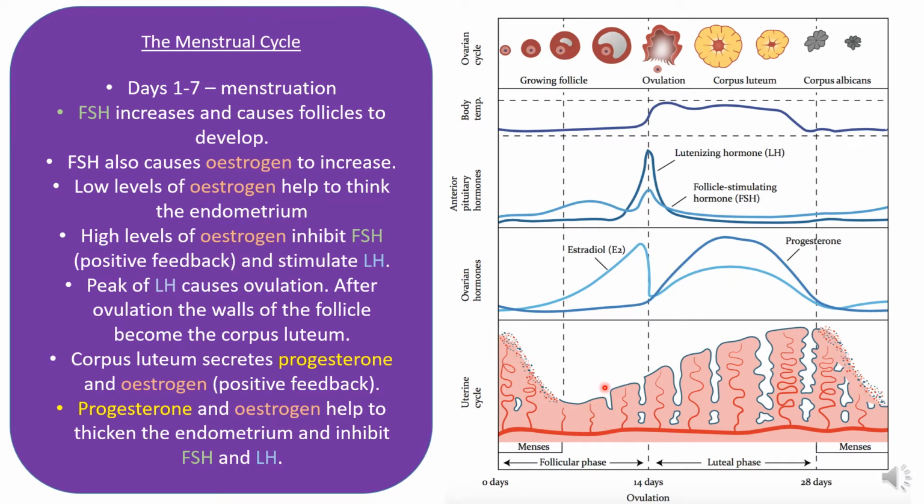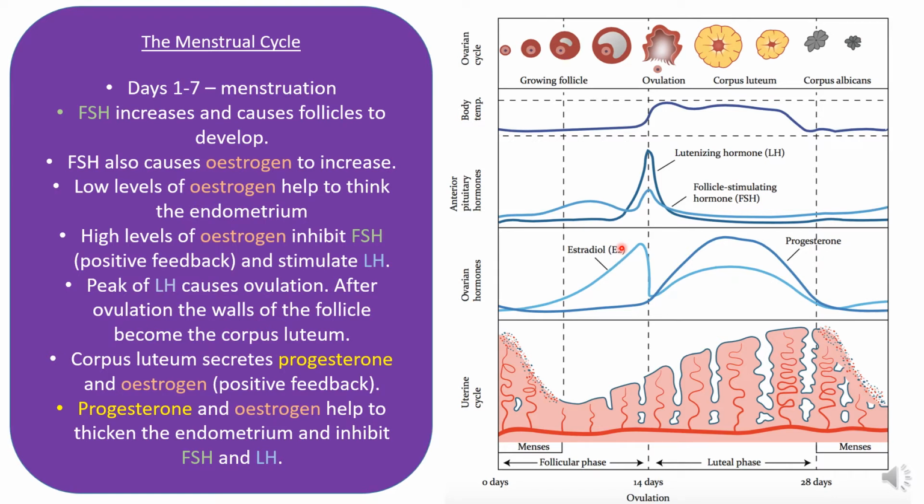High levels of estrogen inhibit the FSH, and that's useful because it means that only one follicle is released every cycle. So you don't want to continue developing and releasing these follicles, you just want one every cycle. So high levels of estrogen inhibit the FSH. So up here, you can see that the FSH starts to decrease when the estrogen levels get high. That's an example of positive feedback.